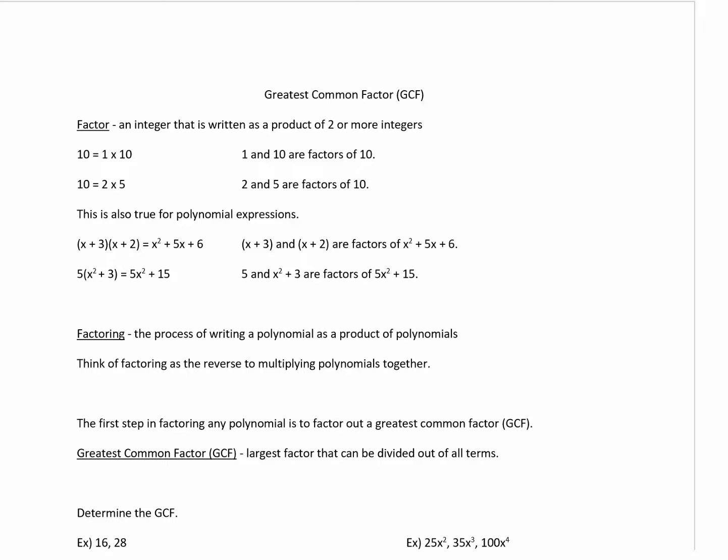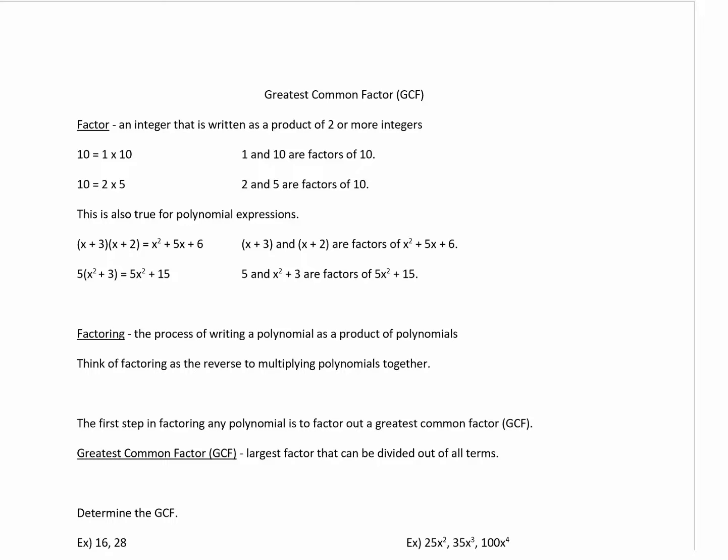Well, this is also the case for polynomial expressions. So x plus 3 and x plus 2 are factors of this trinomial because x plus 3 times x plus 2 equals x squared plus 5x plus 6. 5 and x squared plus 3 are factors of 5x squared plus 15 because when you multiply 5 and x squared plus 3, you get 5x squared plus 15.